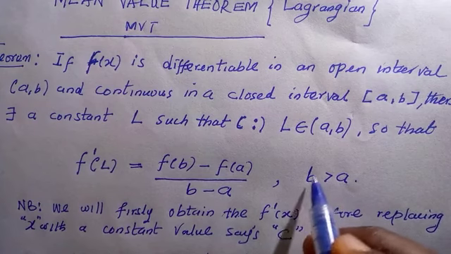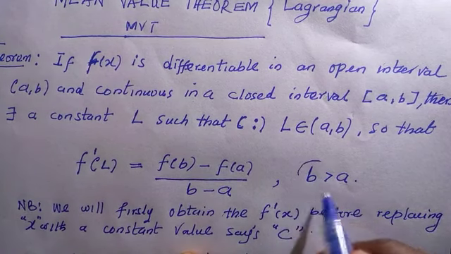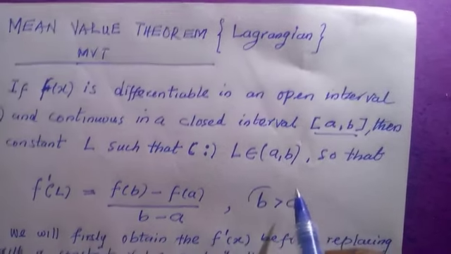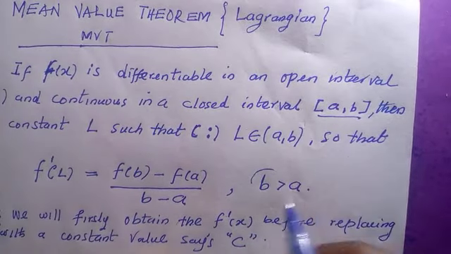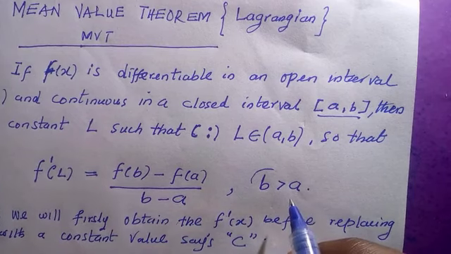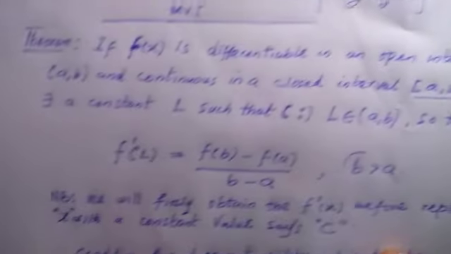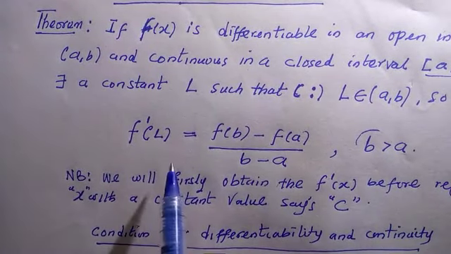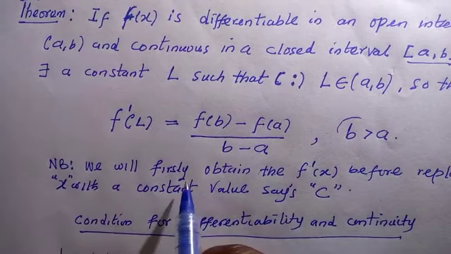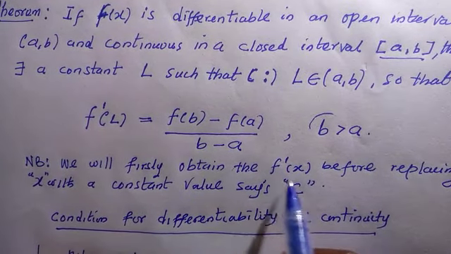If you want to choose, we look at which one is greater. The one that is greater will be the value of b, and the lesser one, the smaller one, will be the value of a. So make sure you note that, but you are going to determine these two values in this closed interval a comma b, which is the square bracket. And we should know that the value of l I used here is just temporary.